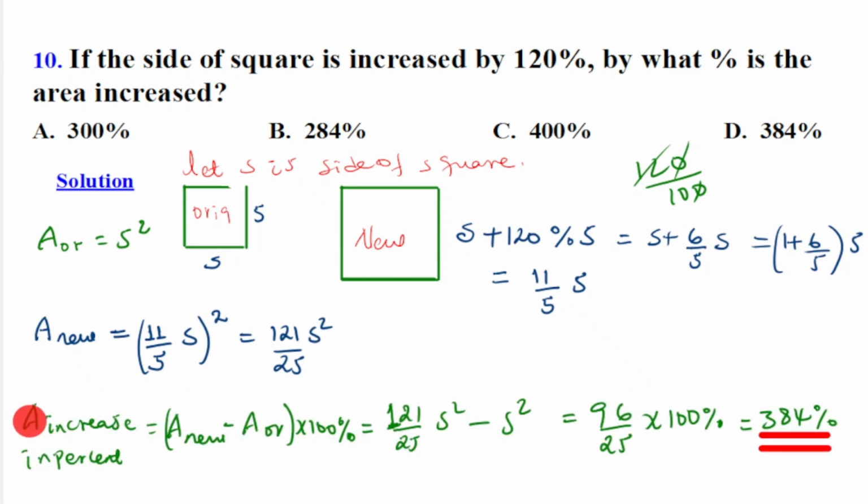We are going to find the area increased in percent. We subtract the original area from the new area and multiply by 100%. So the new area is 121 over 25 S squared minus the original area, S squared. We get 384%. So the answer is D.